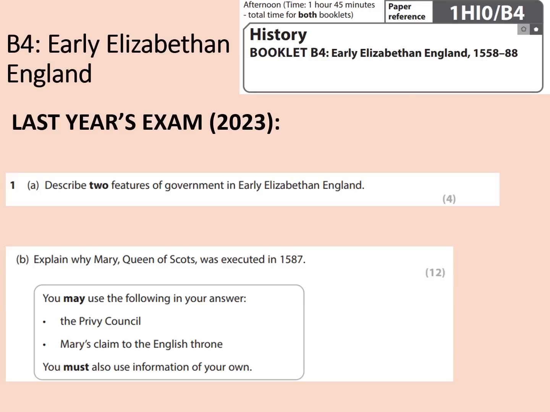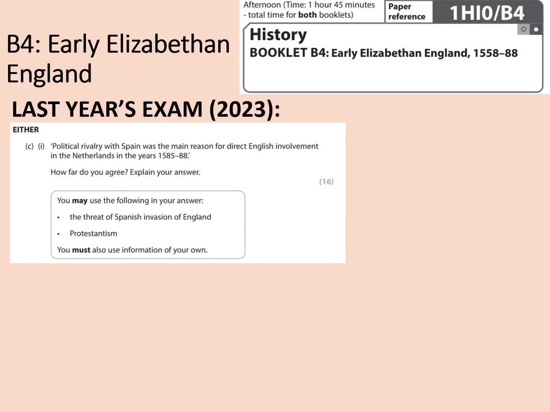Again, that was quite a popular question. People felt it was fairly fair. The 16-mark questions were as follows. Political rivalry with Spain was the main reason for direct English involvement in the Netherlands in the years 1585 to 88. How far do you agree? The stimulus points here were the threat of Spanish invasion of England and Protestantism.